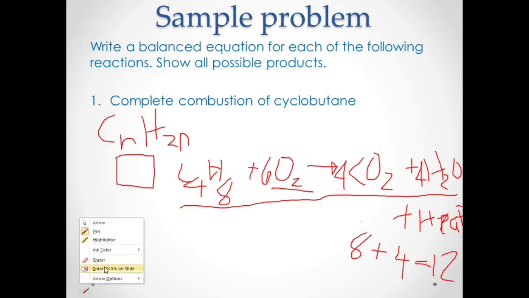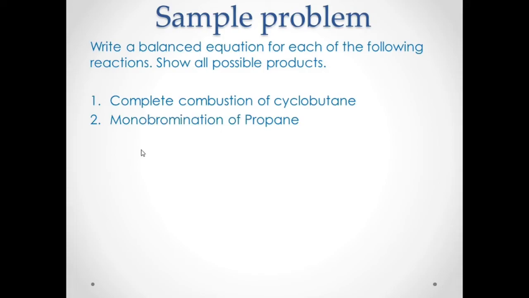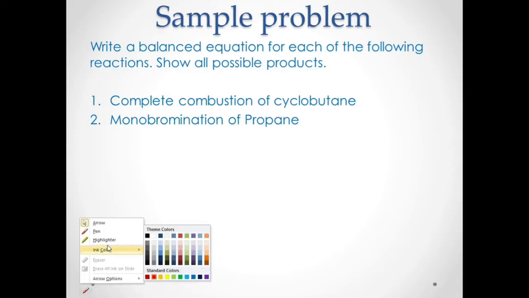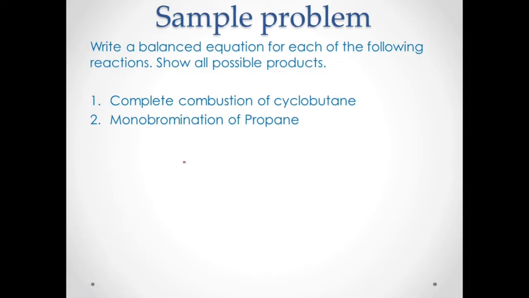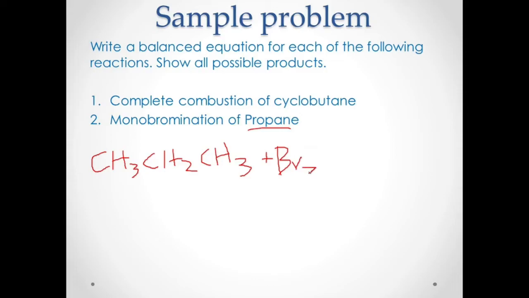Okay, next. You have monobromination of propane. So it's a monobromination, so you would expect that the halogen would be bromine, correct? So it's propane. What is the condensed formula for propane? You have CH3, CH2, and CH3. So it is halogenation, and your halogen is bromine. It's diatomic, so that should be Br2.